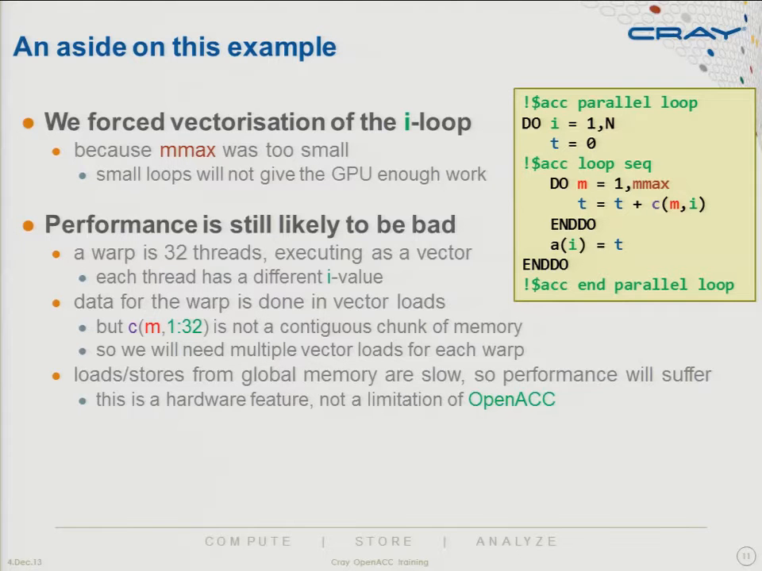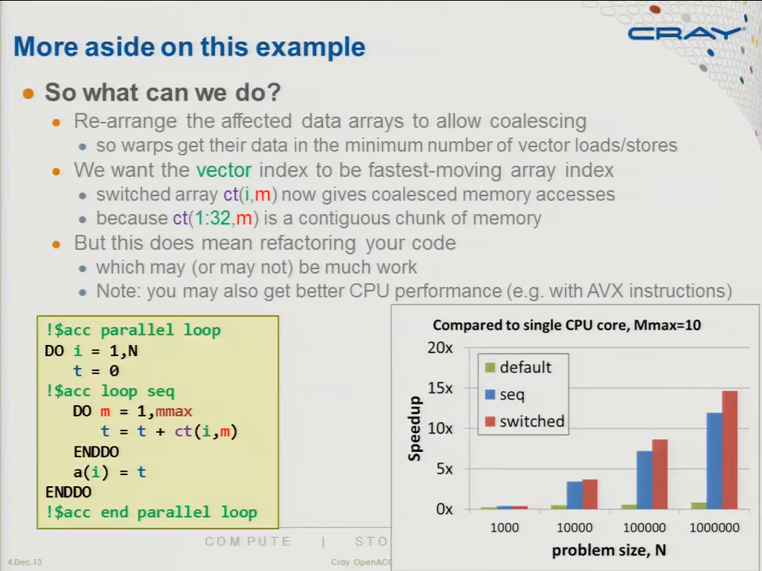Loads and stores from global memory are slow, so performance will suffer. So it made sense from a performance point of view to make this loop sequential, but that did change how efficiently I was loading data from memory. What can I do there? Well, one is live with it. That's the way your code is. That's the way the science is. I don't get peak performance, but there you go.